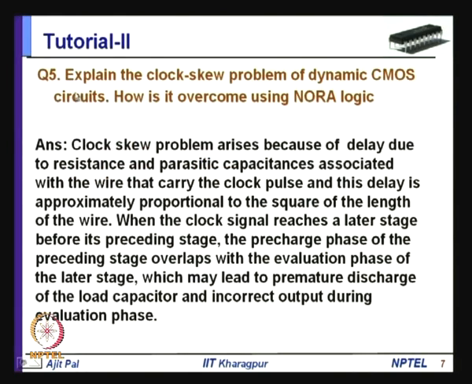Coming to question number 5, explain the clock skew problem of dynamic CMOS circuit. How is it overcome using NORA logic? As you know, the clock skew problem arises because of delay due to resistance and parasitic capacitances associated with the wire that carries the clock pulse, and this delay is approximately proportional to the square of the length of the wire. When the clock signal reaches a later stage before its preceding stage, the precharge phase of the preceding stage overlaps with the evaluation phase of the later stage, which may lead to premature discharge of the load capacitor and incorrect output. We have already discussed this.